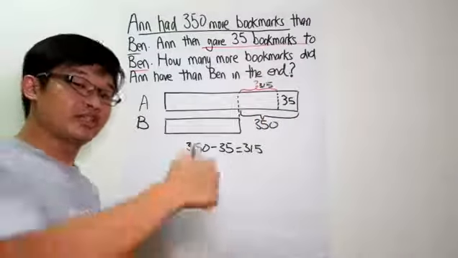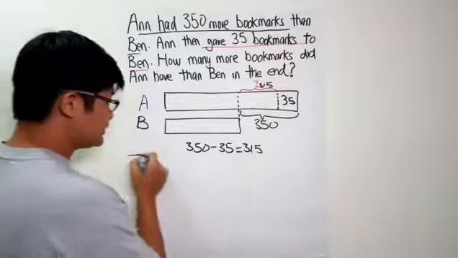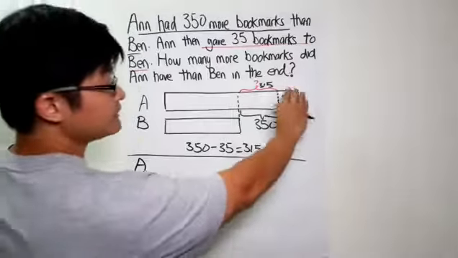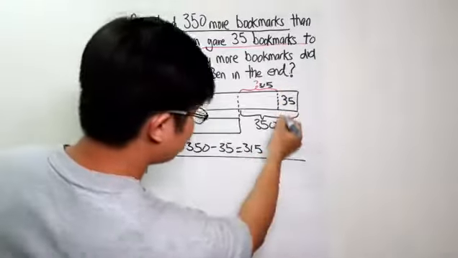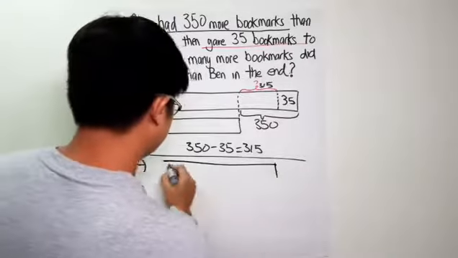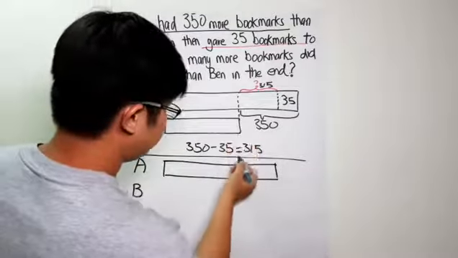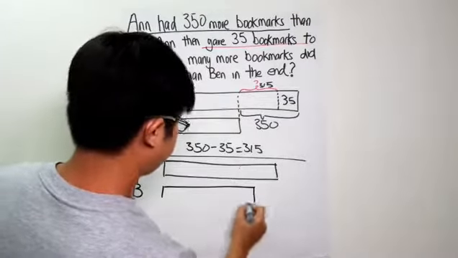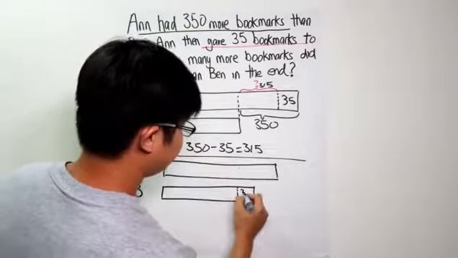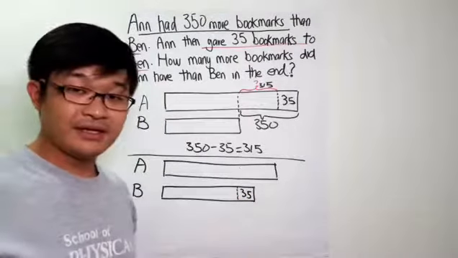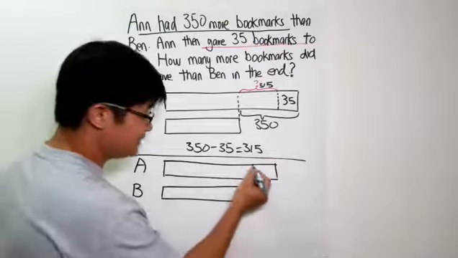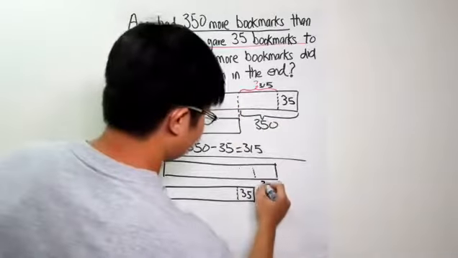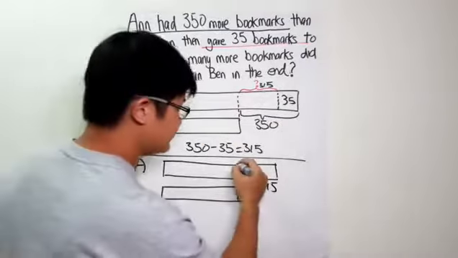Now let's draw the next situation. So the next situation is like this: Anne and Ben. We don't have this anymore because it's given to Ben, right? So we have a slightly smaller model. And then Ben has this 35 that came from Anne. And then over here would be 315. Sorry, 315 is over here, my bad.